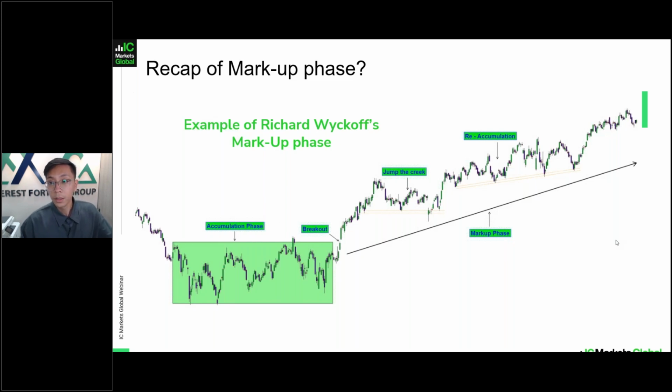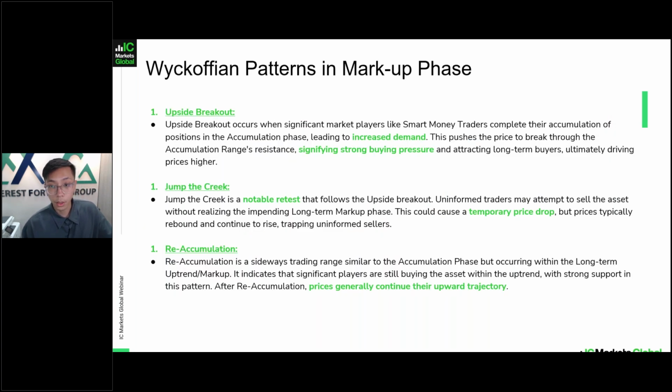Okay. So Wyckoff patterns in markup phase. We have your upside breakout. It occurs when significant market players complete their accumulation of positions in the accumulation phase, leading to increased demand. So this actually pushes price to break through the accumulation range resistance, signifying strong buying pressure and attracting long-term buyers, which drives prices higher.